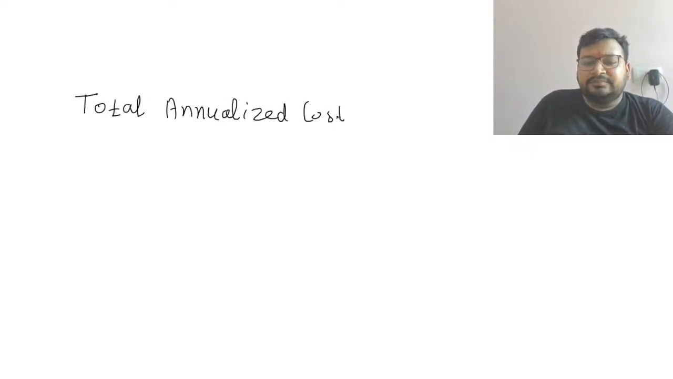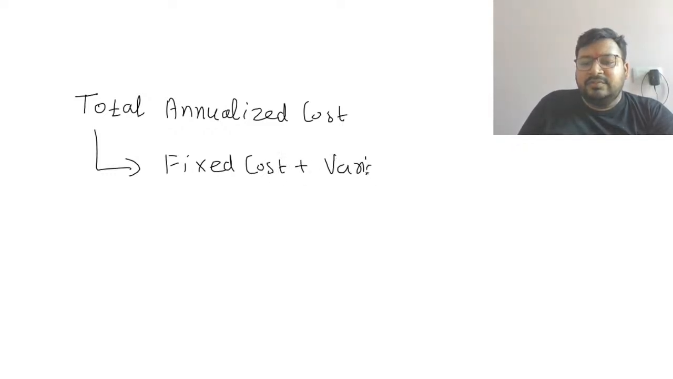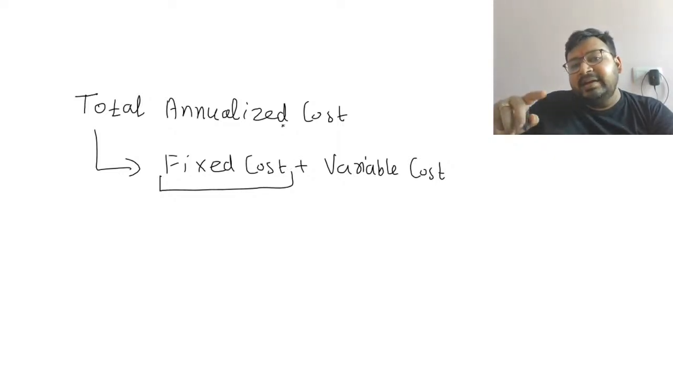So what is the funda of total annualized cost? Total annualized cost is basically the sum of fixed cost plus variable cost, where fixed cost is the money that you recover for the money that you spent initially before the start of the plant.